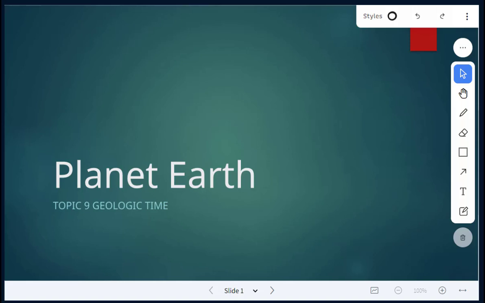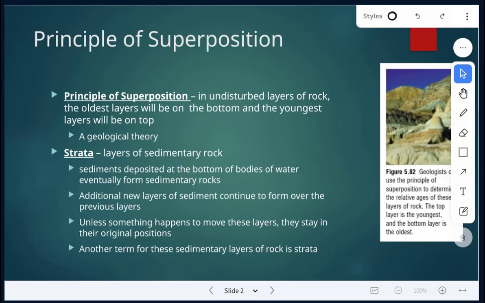So today's class, we are looking at topic 9, which is geologic time. All right, we talked about the principle of superposition a little bit, when we were talking about fossils. So in undisturbed layers of rock, the oldest layers will be on the bottom and the youngest layers will be on top. Okay, so that's a geological theory.